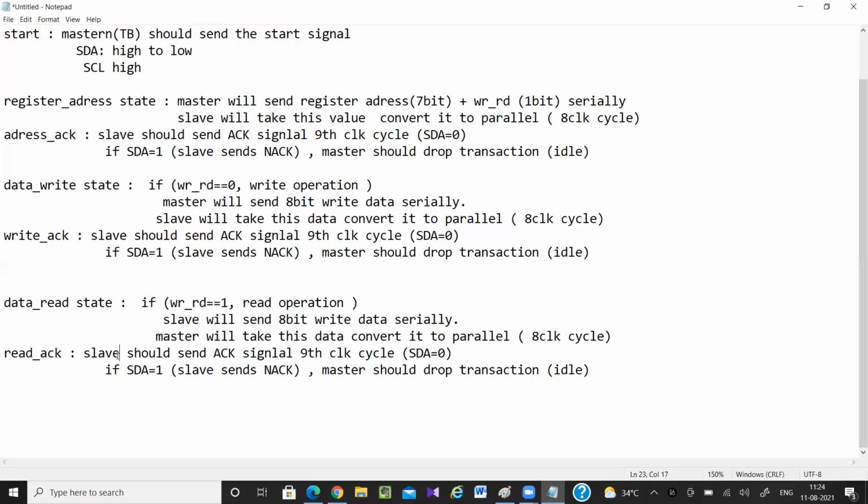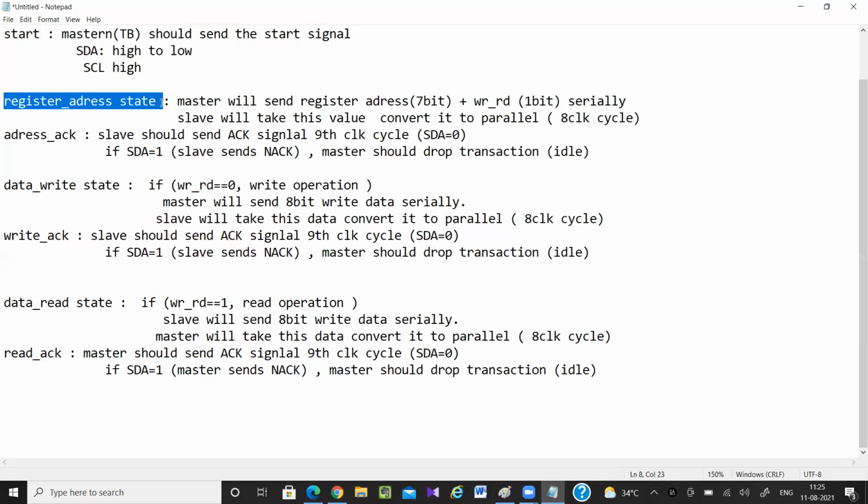Here, master should send the acknowledgement signal; if it is equal to 1, master should drop the transaction. Remember, whether to start the transaction or stop it, all this decision depends on the master, not the slave. For simplicity, if some error happens, we drop the transaction. But you can modify this: if there is some error in the address, instead of going to the idle state, you can go back to the register address state.